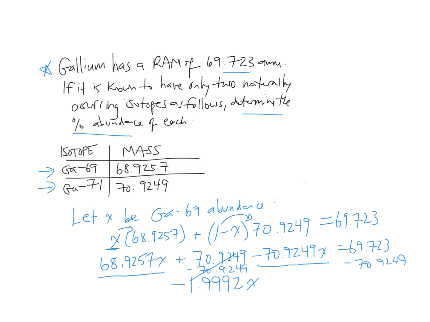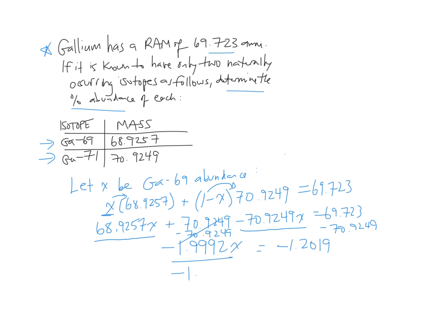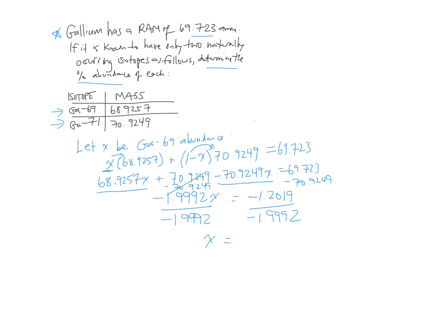Again, consulting my calculator, it says that's negative 1.2019. Okay, and then we'll divide both sides by the negative 1.9992. Of course, that negative should drop out because we can't have a negative abundance or anything. And that gives us X equals 0.601. Close enough. I'll just round it to 3 in this case.